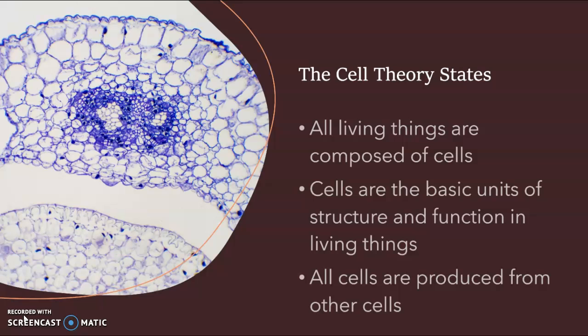So here is the cell theory, and this is definitely something that is on your worksheet that we'll talk about after we're done with this PowerPoint. But the first tenet is, all living things are composed of cells, so you have to be made of cells to be considered living. Second, cells are the basic units of structure and function in living things, and we already talked about what that meant on the second slide. And then third, all cells are produced from other cells. You can't just get a cell from nowhere. It has to come from somewhere, and that somewhere is another cell. Okay?